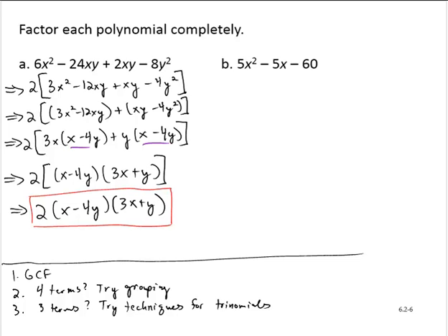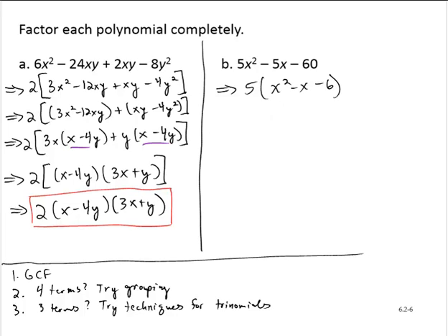Alright, exercise B. 5x squared minus 5x minus 60. First step is GCF. Is there a common factor? Yes. 5 is a common factor. So I can write this as 5 times the quantity x squared minus x minus 6.